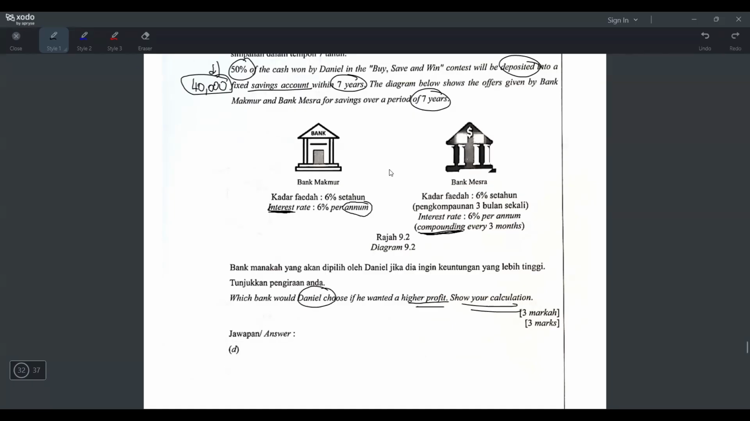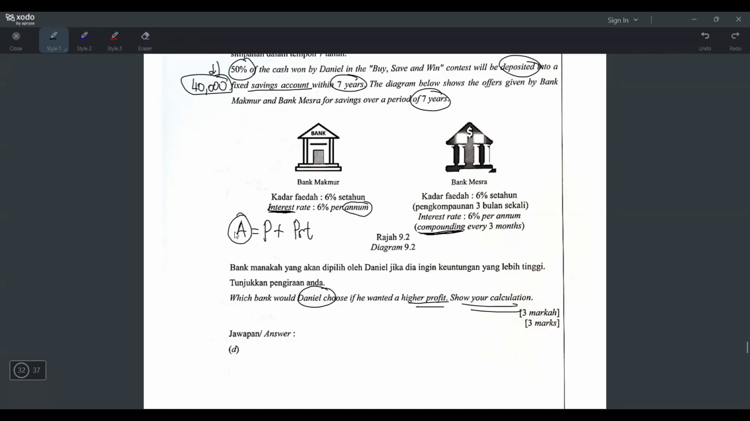Show your calculation. Okay, for Bank Macmore, you want to calculate interest, you will use this formula. Because this one is simple interest, right? So the formula we use will be PRT, okay? Because it's the interest, right? But PRT is just to calculate interest. You have to take P plus PRT to get the total.